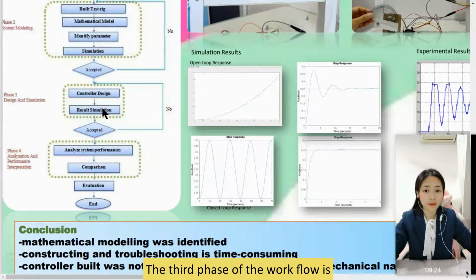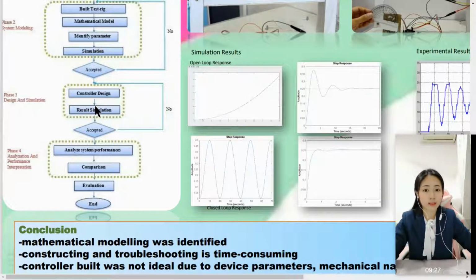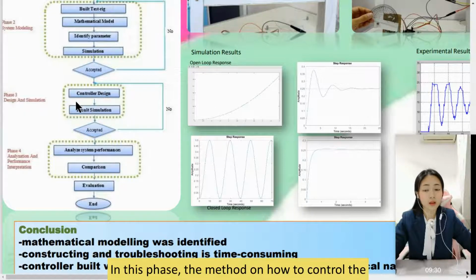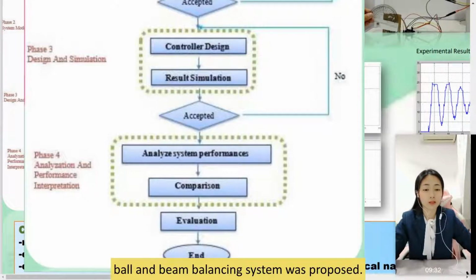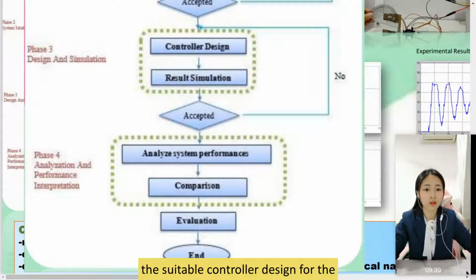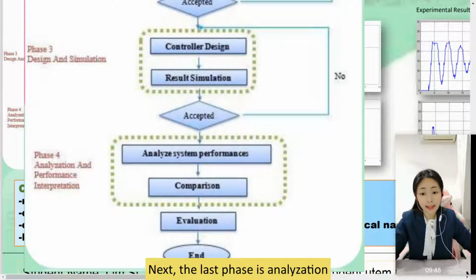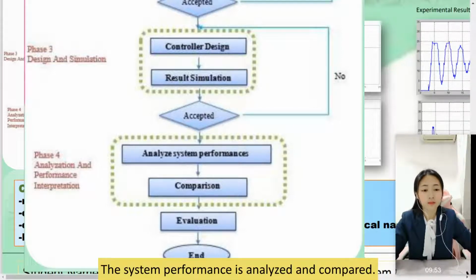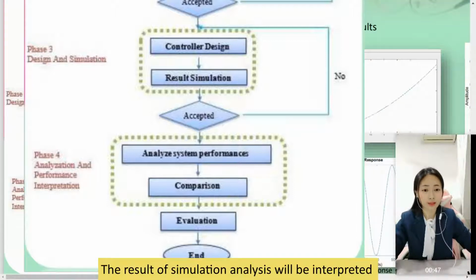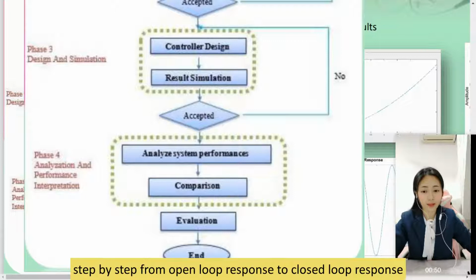The third phase of the workflow is design and simulation. In this phase, the method on how to control the ball and beam balancing system is proposed. Types of controller design will be compared and the suitable controller design for the system will be chosen. The simulation of the system will be done by using MATLAB. Okay, the last phase is analysis and performance interpretation. The system performance is analyzed and compared. The result of the simulation analysis will be interpreted step by step from open loop response to closed loop response.